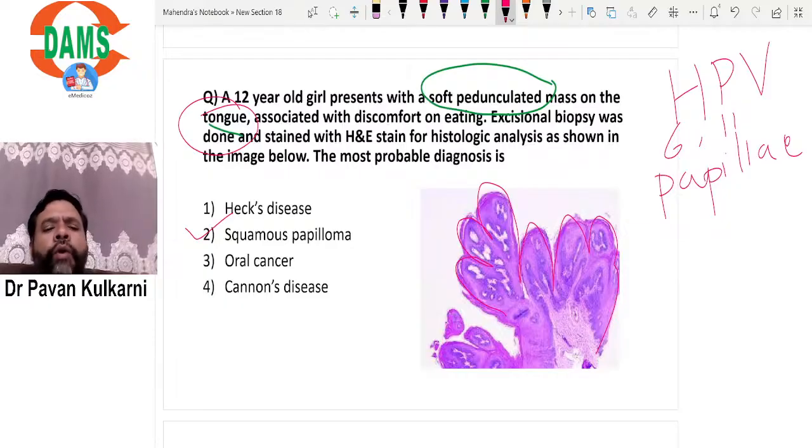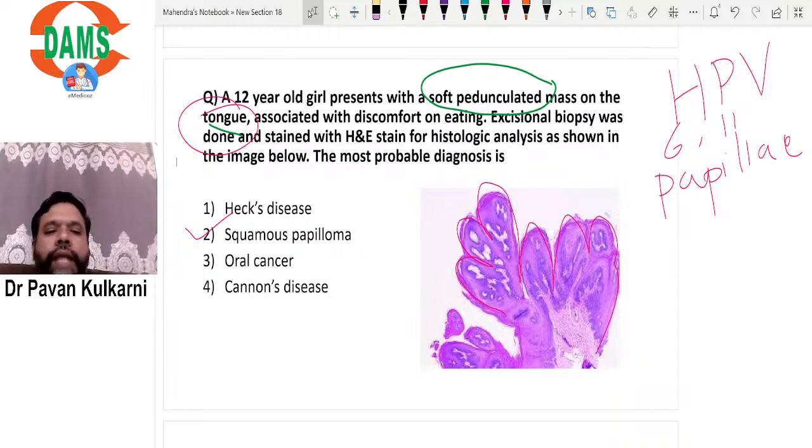So we can rule out Heck's disease, oral cancer, and Cannon's disease. How can we rule out Heck's disease? It usually doesn't occur on the tongue. Oral cancer doesn't present as a pedunculated mass; it will present as an ulcer. Cannon's disease is white sponge nevus. Remember, this will also not occur on the tongue specifically, and it will not have these finger-like, papillary projections.